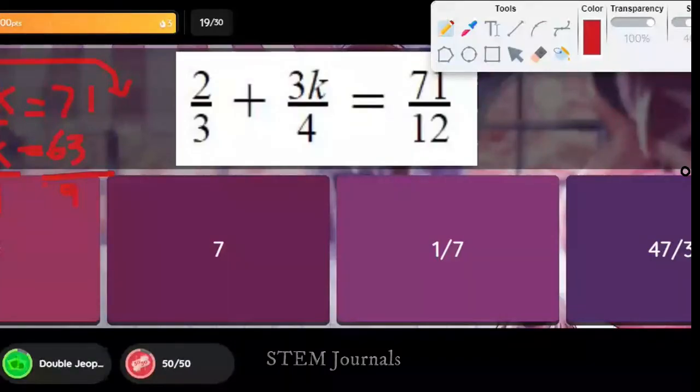So si 8, LCD kasi nila is 12. So we just 12 divided by 3, that is 4. 4 times 2, that is 8. And then 12 divided by 4, that is 3. 3 times 3K, that is 9K. So ito yun. And then combining like terms, lahat ng may K pagsamahin, lahat ng constant pagsamahin. Kaya transfer natin si 8 sa kabilang side. And then nagpalit siya ng sign, naging minus 8 yan dito. So kaya naging 9K equals 63. And then divide both sides by 9. So we have 7.